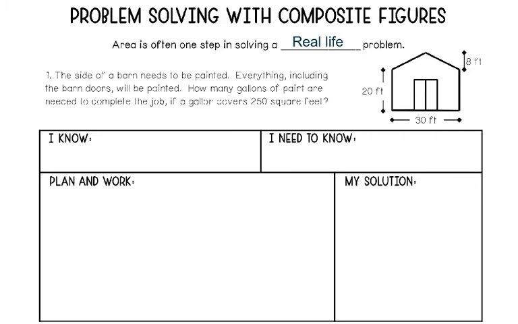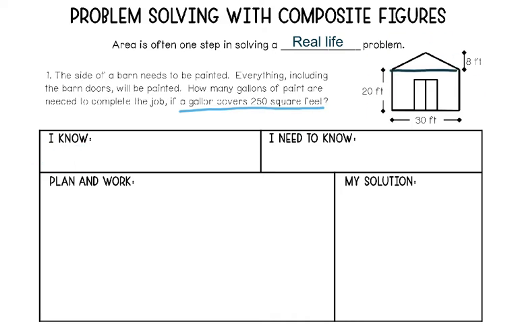This is a great example of a real-life problem using area. The side of a barn needs to be painted. Everything, including the barn doors, will be painted. How many gallons of paint are needed to complete the job if a gallon covers 250 square feet? So when you think about paint covering something, that's a question about area. If you didn't know that off the top of your head, square feet is your other clue for area.